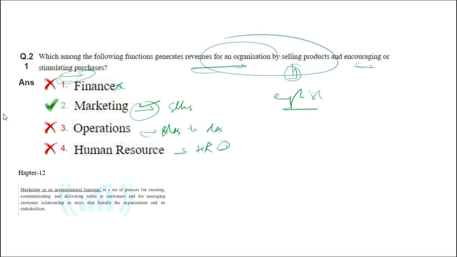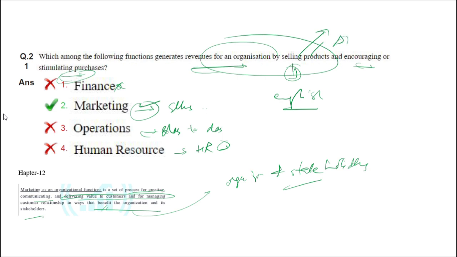If you know the definition also, marketing is a set of processes for creating, communicating, and delivering value to the customer in ways that benefit the organization and its stakeholders. So it clearly says benefit the organization and the stakeholders. Any organization that is in business will definitely have to sell the products, and achieving profits will be their main motive. So even if you know the definition of marketing, you can directly answer the question. We have discussed this in chapter 12 of our book.